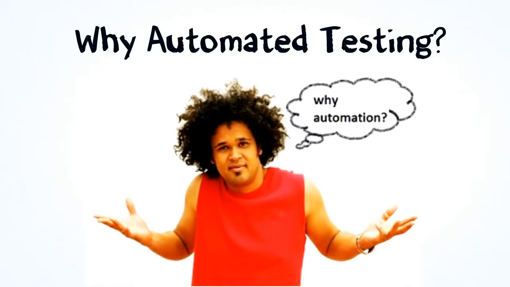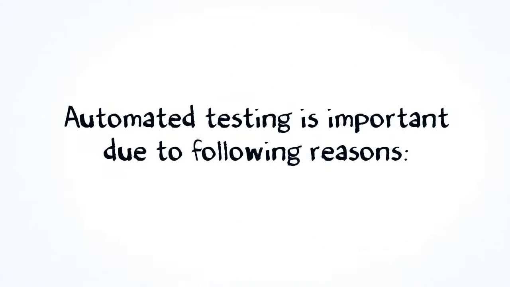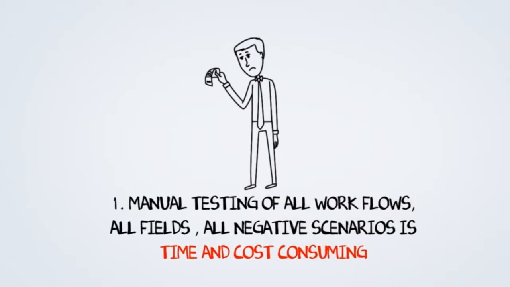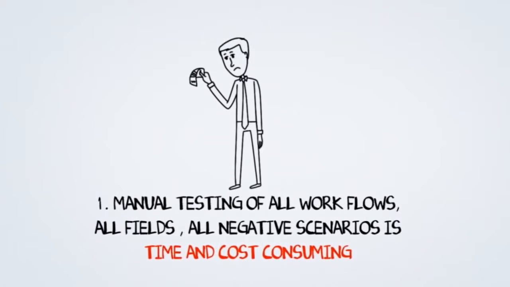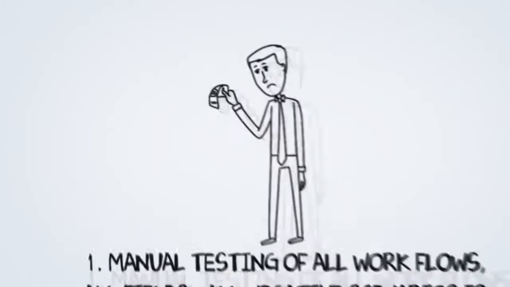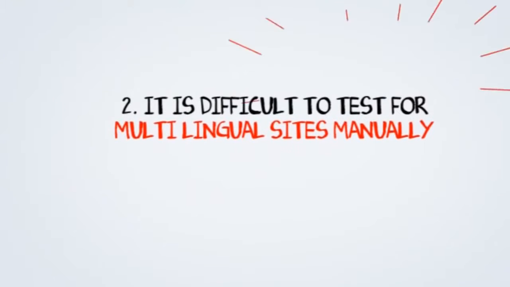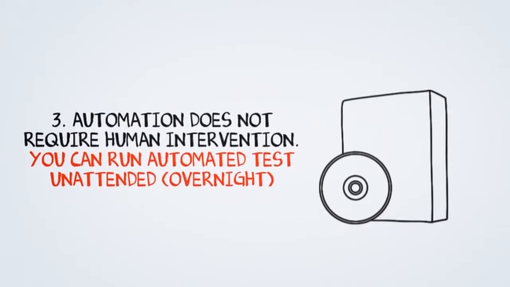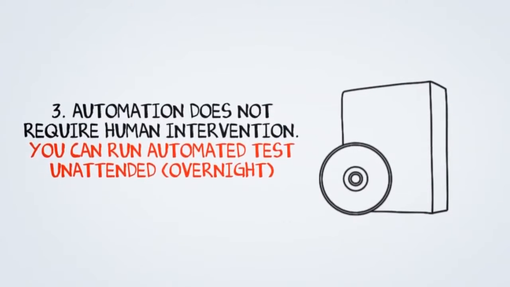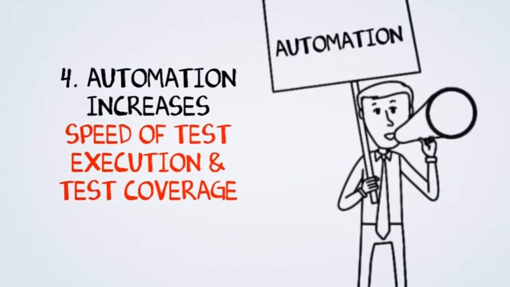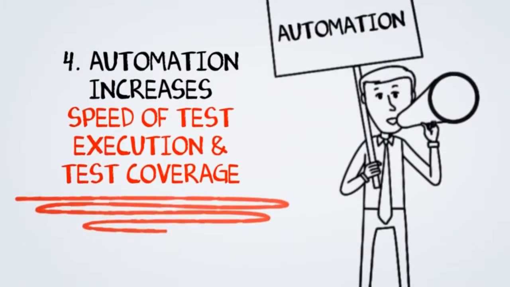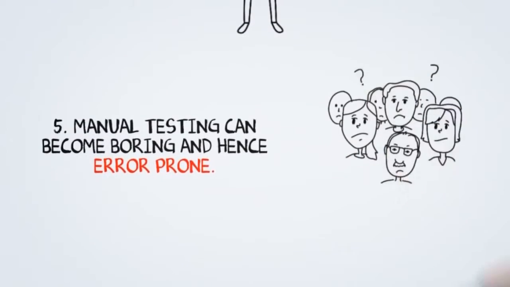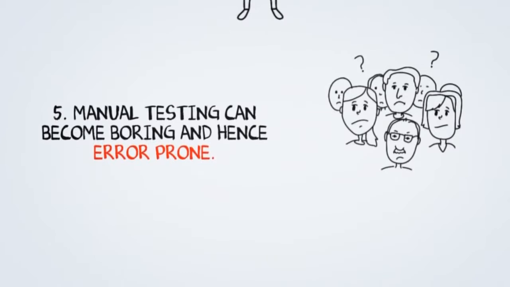Why automated testing? Automated testing is important due to the following reasons. Manual testing of all workflows, all fields, all negative scenarios is time and cost consuming. It is difficult to test for multilingual sites manually. Automation does not require human intervention. You can run automated tests unattended or overnight. Automation increases speed of test execution and test coverage. Manual testing can become boring and hence error-prone.